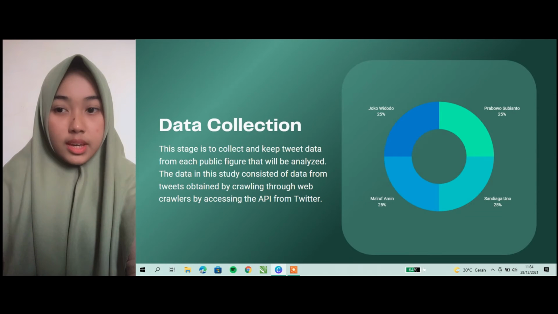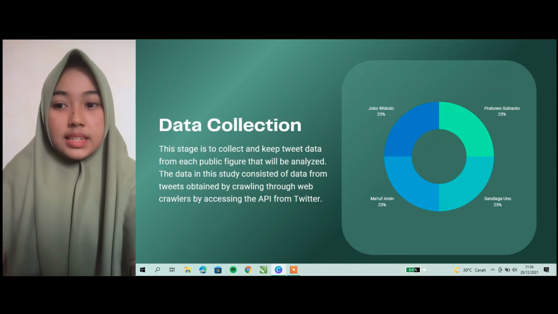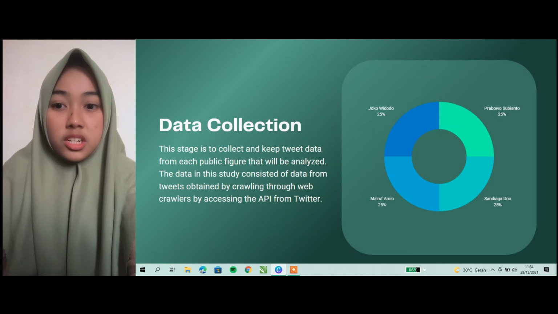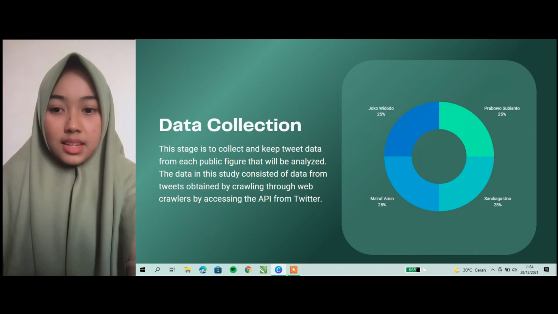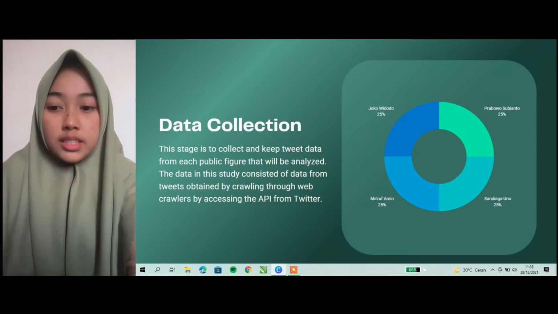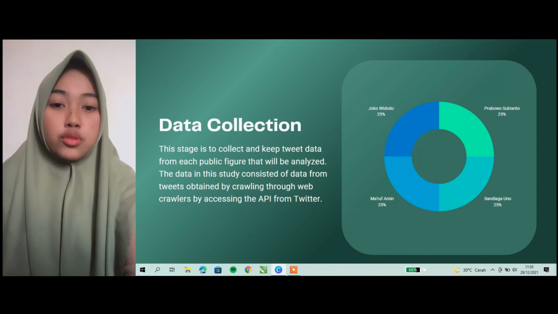The next topic is data collection. This step is to collect and keep tweet data from each public figure that will be analyzed. The data in this study consisted of tweets obtained by crawling through web crawlers by accessing the API from Twitter.